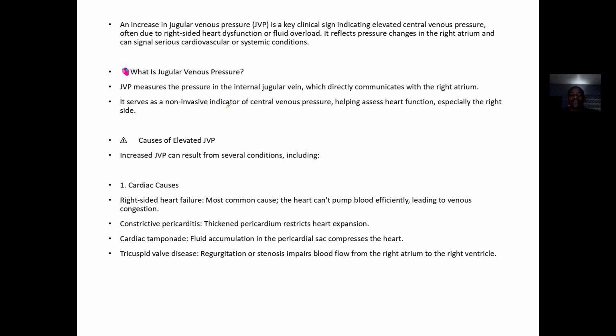Okay. Now, what are the various causes in the heart? Since it connects to the right atrium, it shows that there's a problem on the right side most of the time, like right-sided heart failure. You can have constrictive pericarditis, where the tissue outside the heart is thick, so the heart is not relaxing as it wants. Cardiac tamponade. Sometimes it shows that there's an issue with the tricuspid valve.